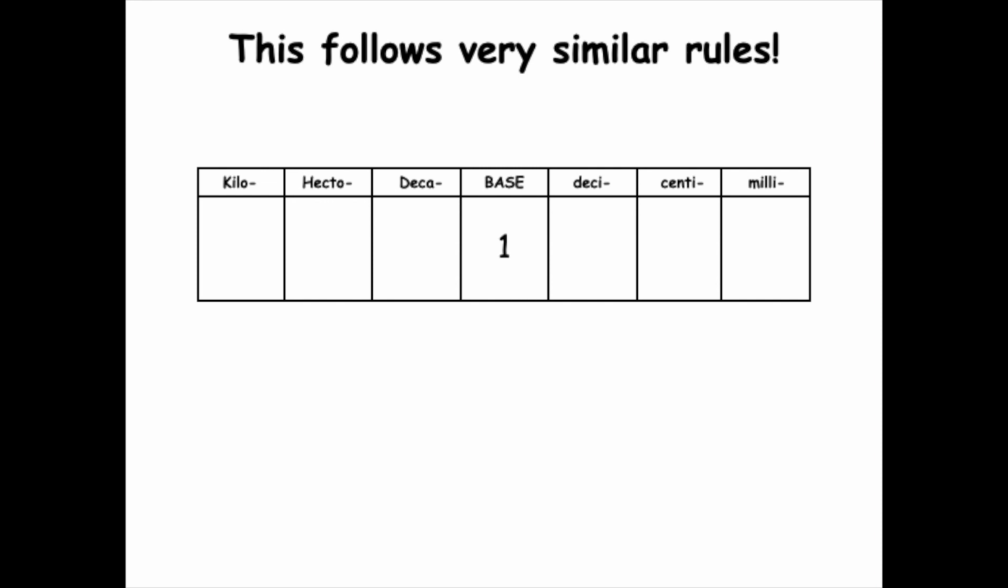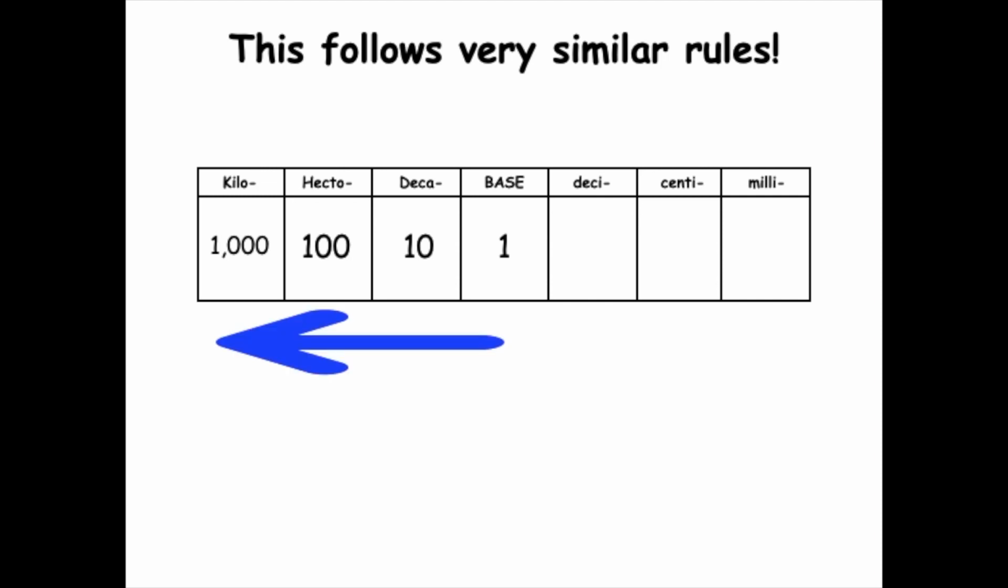So if our base is 1, right, and the rule is that every time we go to the left, we're getting 10 times bigger, our deca spot would have a 10. It would be 10 times bigger than our base. Our hecto spot would have 100 because it's 100 times bigger than the base. And the kilo spot would have 1,000 because it's 1,000 times bigger than the base. Every time we move to the left, we are moving times 10 each place. Each box is times 10 more. That's going to come in handy when we have to start converting in the next coming lessons.